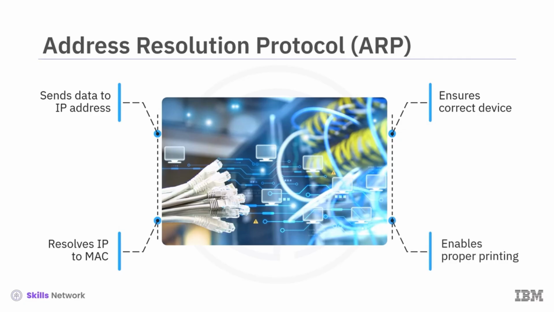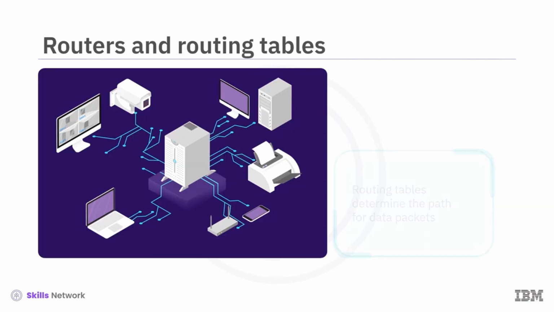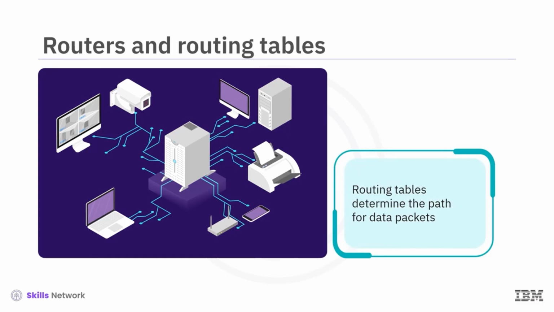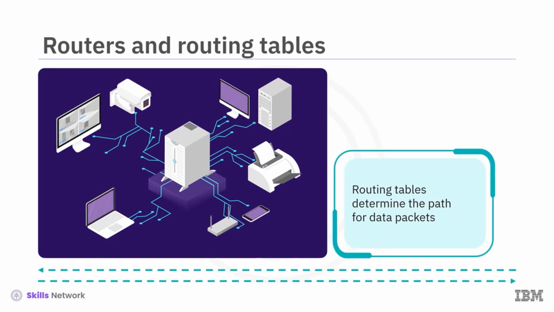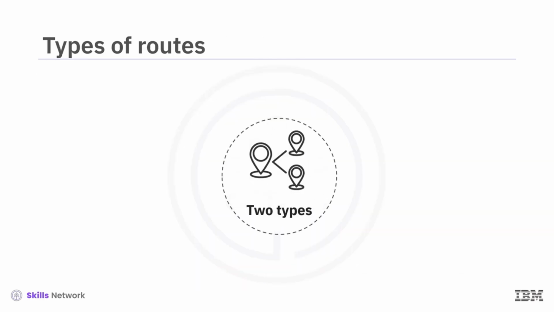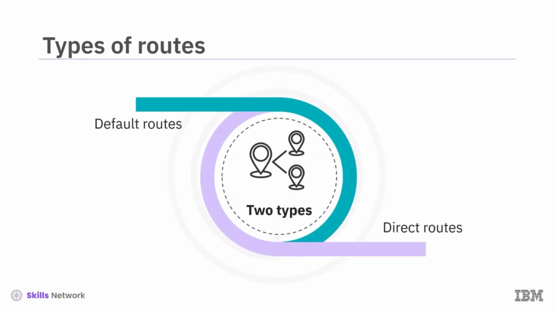correctly. Now that it is clear that ARP ensures the data is sent to the correct device's IP address, it is also important that the traffic is directed from the office computers to the printer's IP address via the proper routes. This is done with the help of routers and routing tables. Routing tables, which you'll find in every network device, play a crucial role in determining the best path for data packets. These routing tables are distinguished into different types of routes. Let's delve further. The two types of routes are the default routes and the direct routes.